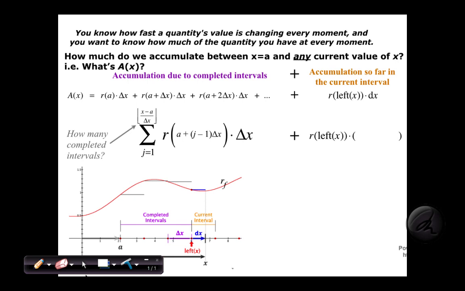So that x minus a over delta x gives me a way to talk about left of x without using it if you want to. You can use left of x as an abbreviation for the left end of the current interval. But I also know that the left end of the current interval means I've gone through all of these complete intervals, all x minus a over delta x of them, rounded down, the number of complete intervals.